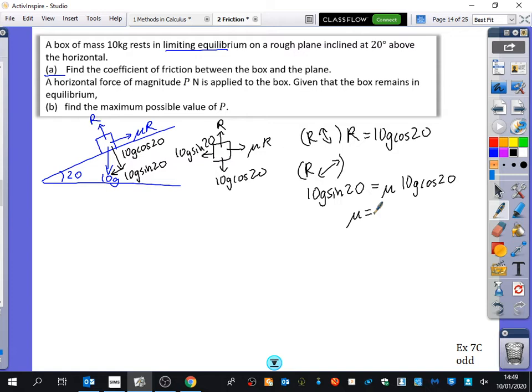So what's mu equal to? You can do it just an exact value for me. Tan 20, because the 10Gs will cancel. Sine divided by cos is tan. So you get tan 20, and what did you say tan 20 was? 0.36, okay? But I just want to use tan 20 later on, so it's better to have the exact value if we can do. So we've got the value of mu.